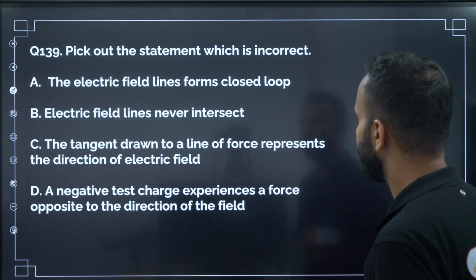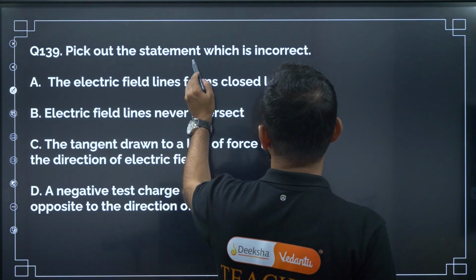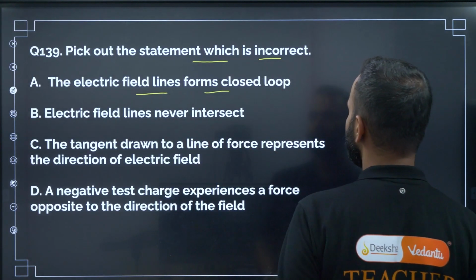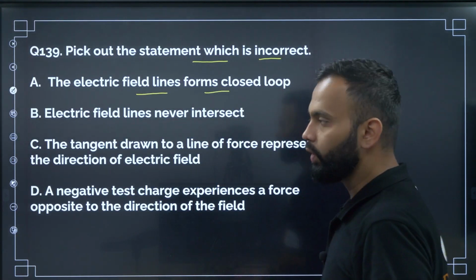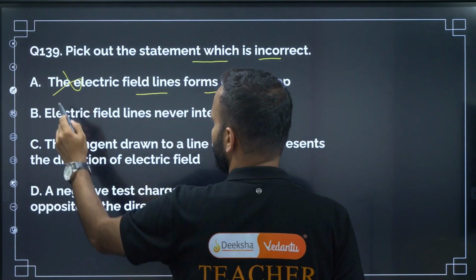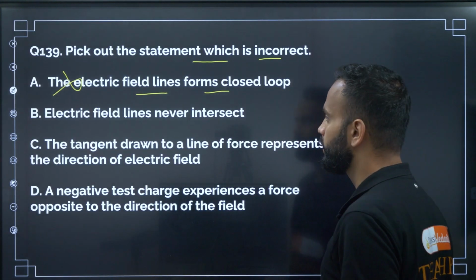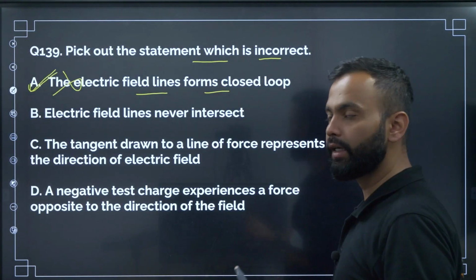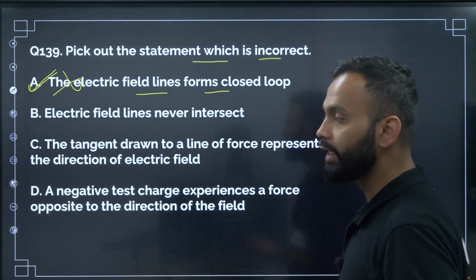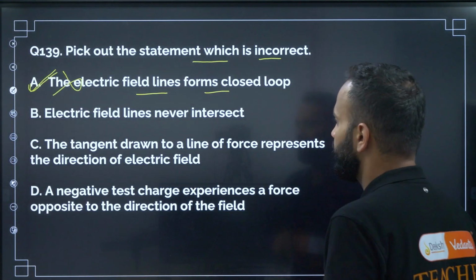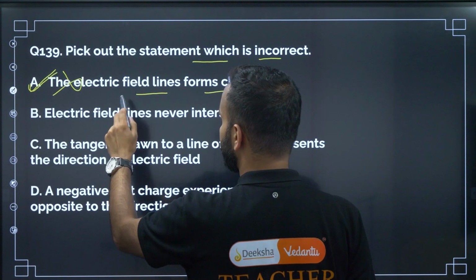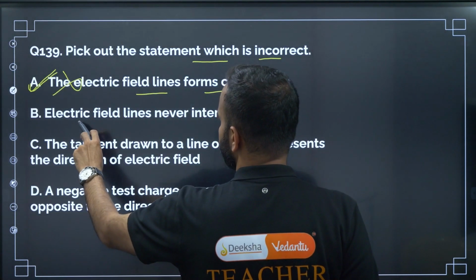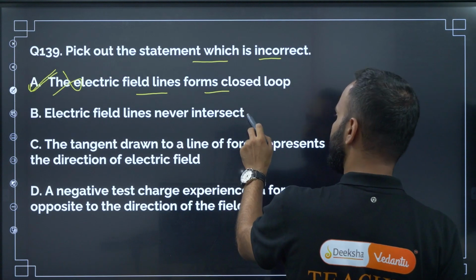Question number 139. Pick out the statement which is incorrect. Option A, electric field lines form closed loops. Wrong. It will never form closed loops, right? So option A is the correct answer, because we have to pick out the incorrect statement. The statement in option A is wrong. Option B, electric field lines never intersect.